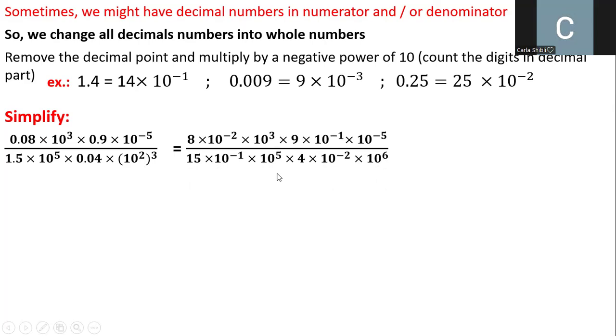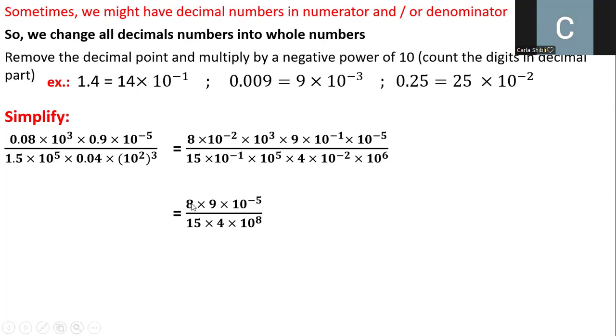Now, as I said, all the powers of 10 in the numerator should be written as 1 power of 10. All powers of 10 in the denominator should be written as 1 power of 10. Of course, you can use your calculator. So I write minus 2 plus 3 minus 1 minus 5. It's 10 to the power negative 5, and I get this.